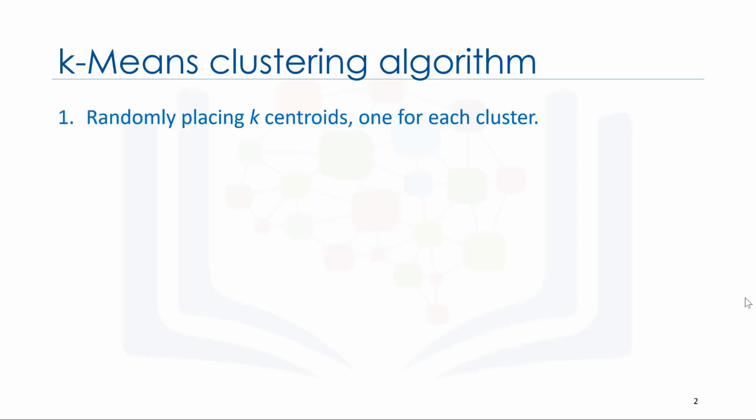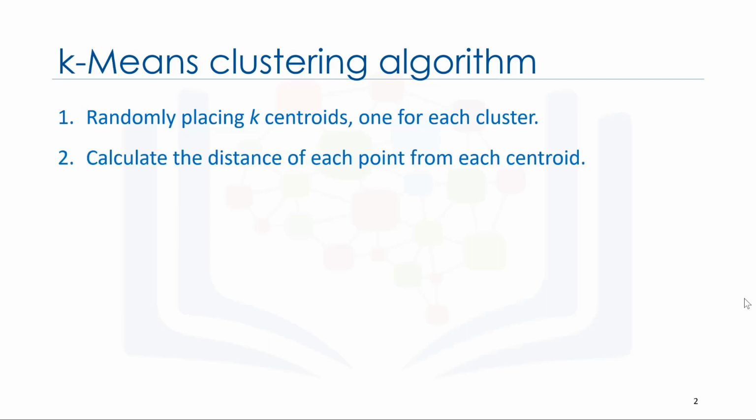A k-means algorithm works by randomly placing k centroids, one for each cluster. The farther apart the clusters are placed, the better. The next step is to calculate the distance of each data point or object from the centroids. Euclidean distance is used to measure the distance from the object to the centroid.